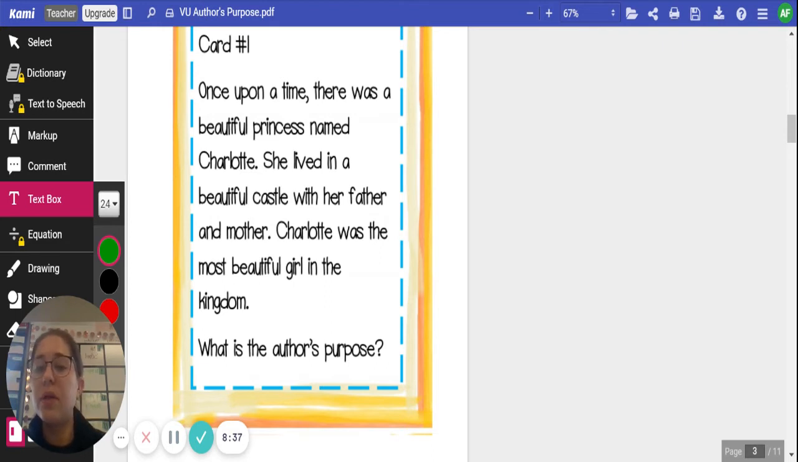Once upon a time, there was a beautiful princess named Charlotte. She lived in a beautiful castle with her father and mother. Charlotte was the most beautiful girl in the kingdom. What is the author's purpose?